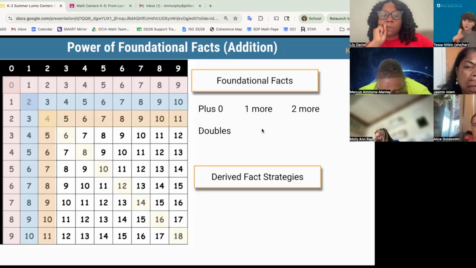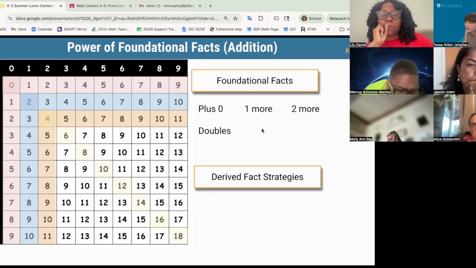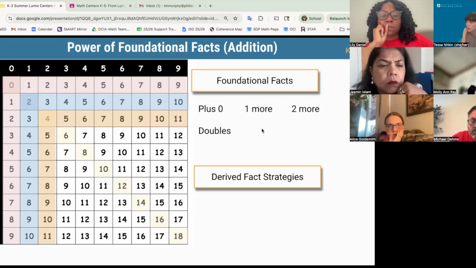Next, we have our doubles, which are in this really faint butter yellow across the middle of the screen. But I know several of you named the doubles there earlier. These are all the facts where the addends are the same: 4 plus 4, 6 plus 6, 7 plus 7.